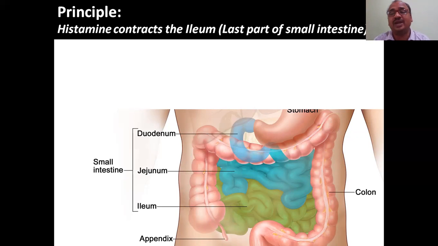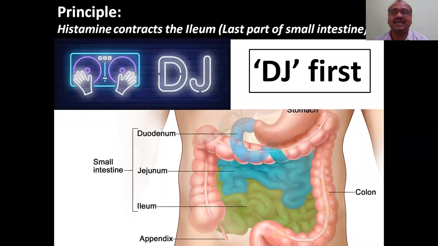Most of the students are confused, so for them I have made a small trick here. DJ first. DJ, we know very well, we enjoyed it like anything. See here, this is a D, this is a J. D stands for duodenum, J stands for jejunum. So DJ first. Finally, ileum. That's it. Automatically, ileum comes last. That is a small trick.